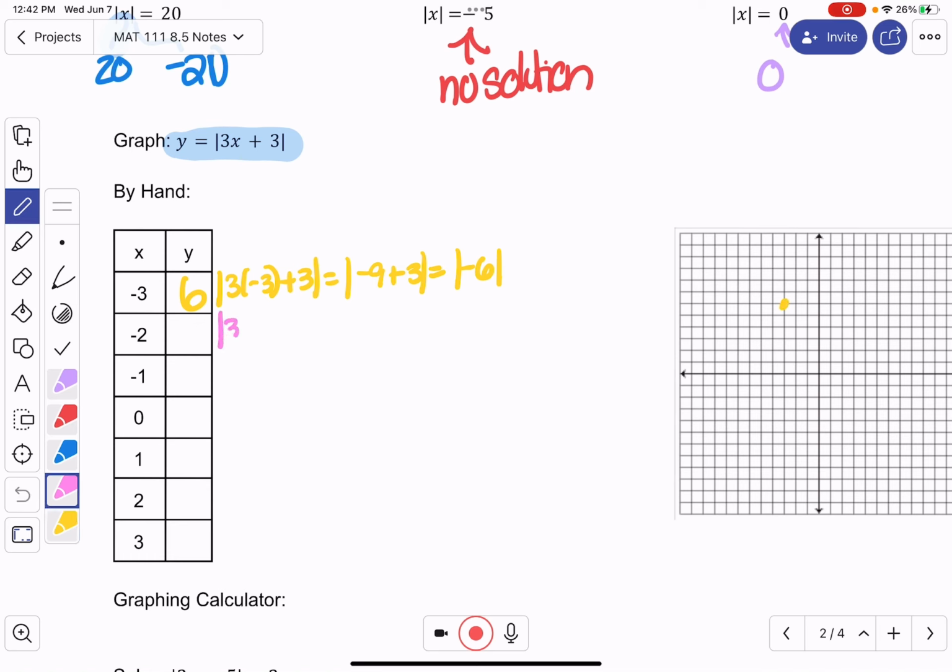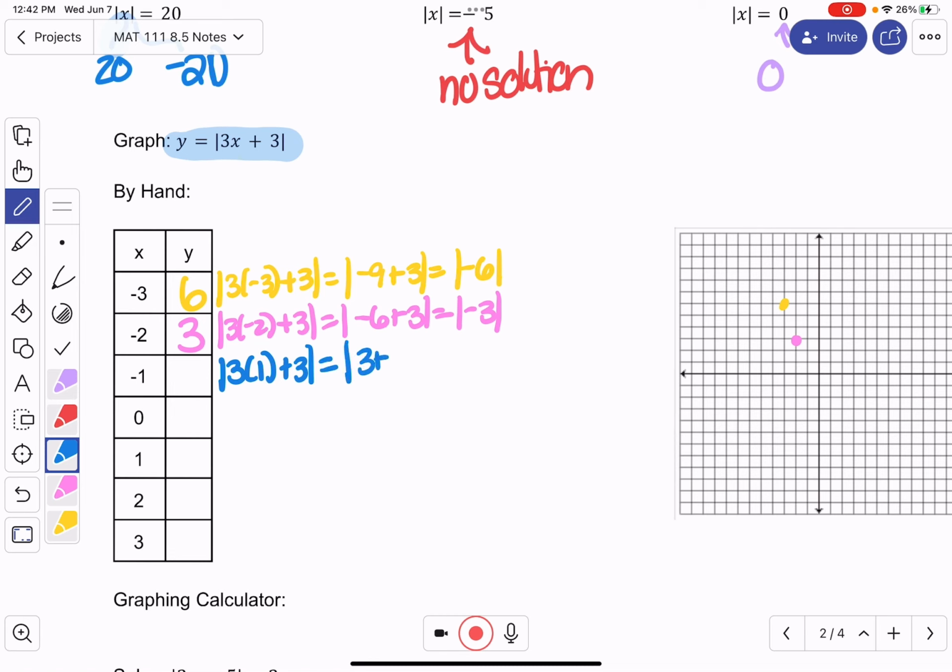Now let's do it again with negative 2. 3 times negative 2 is negative 6. Negative 6 plus 3 is negative 3. And the absolute value of negative 3 is 3. So I can graph negative 2 comma 3. Do it again with negative 1. 3 times negative 1 is negative 3. And then negative 3 plus 3 is 0. Absolute value of 0 is 0. So we have a point, negative 1, 0.